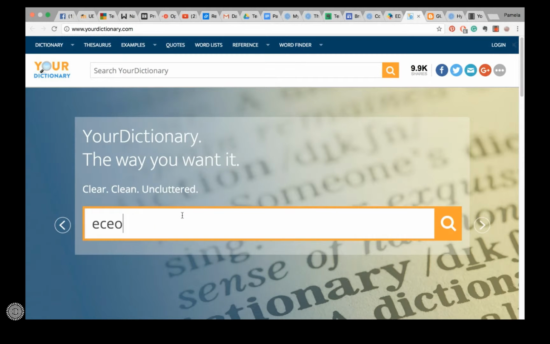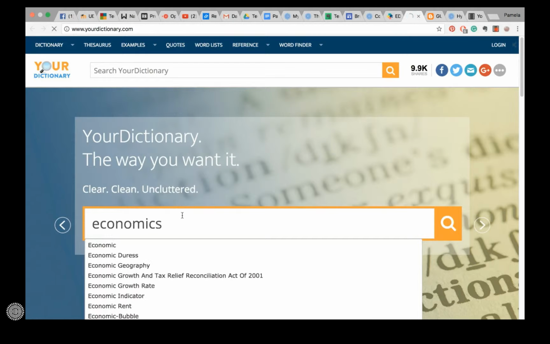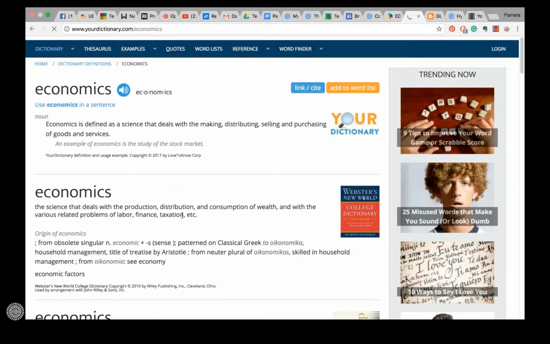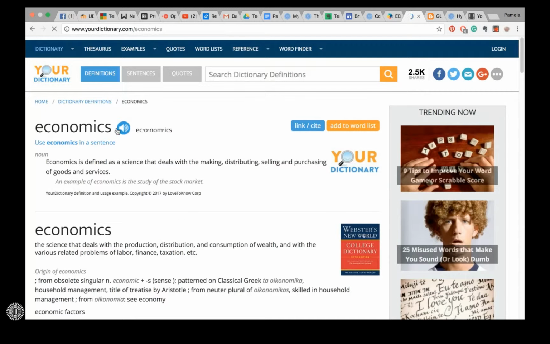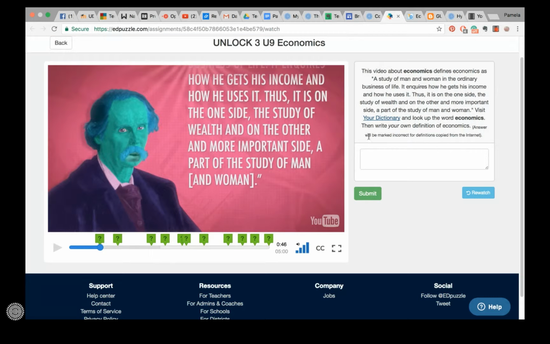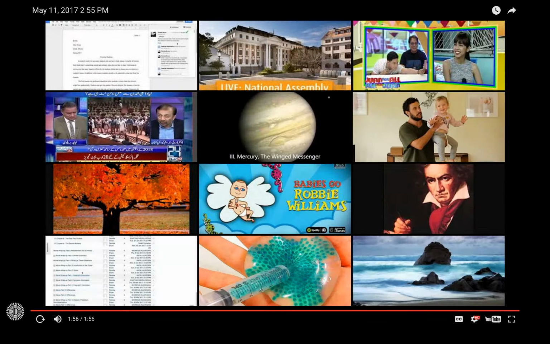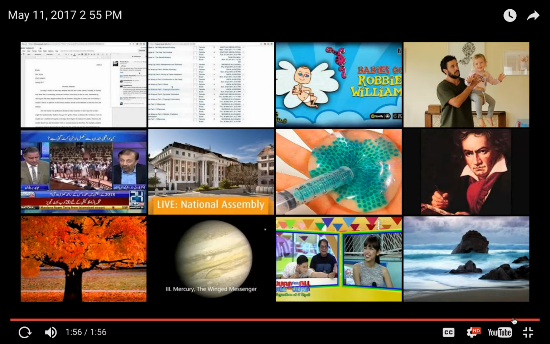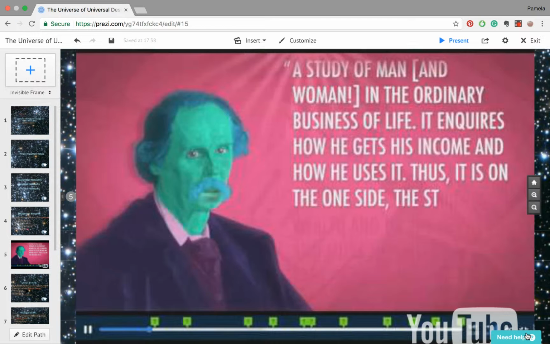So the task that the students needed to complete was to look up the word economics in Your Dictionary and read the definition and paraphrase that definition for themselves. Your Dictionary also provides economics pronunciation for the students so that they're able to grow their vocabulary and understand how to pronounce these things. So when they've completed their Edpuzzle, when they've completed looking up that definition, they need to write their own definition of that particular word. And if they copy paste, then it is counted wrong.